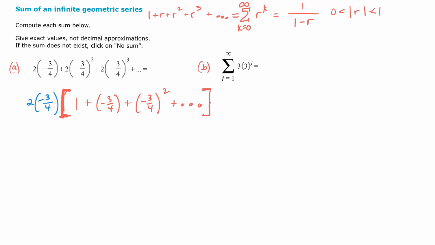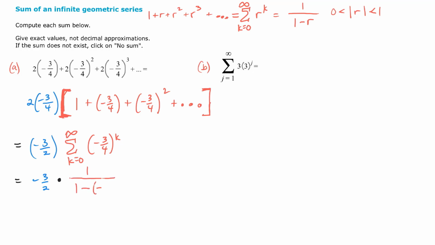Let's write this into summation notation. Here's where everything gets really, really cool. So this is the summation of k equals 0 with a common ratio of what? Negative 3/4 raised to the k power, and then we run that to infinity. We are now ready to substitute. This is equal to negative 3/2 multiplied by 1 over 1 minus r, but r is negative 3/4.